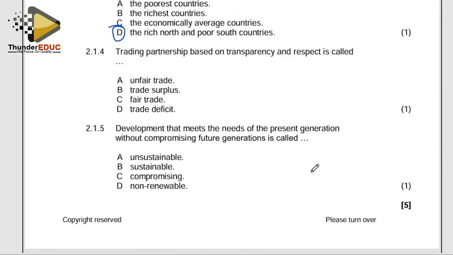Right. Number 2.1.4, it says trading partnership based on transparency and respect is called. If you are doing trade and we encompass the idea of transparency and respect, that is fair trade. Fair in the sense that if you are trading, no one must benefit more than the other party. It is mainly applied to farmers.